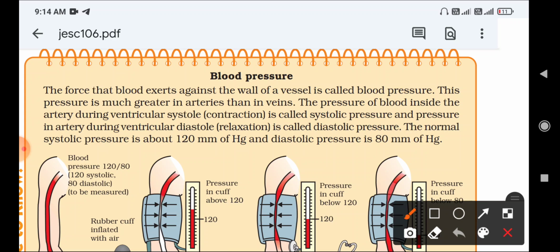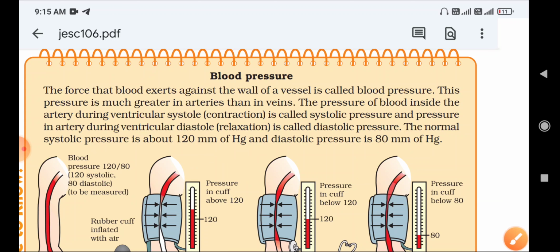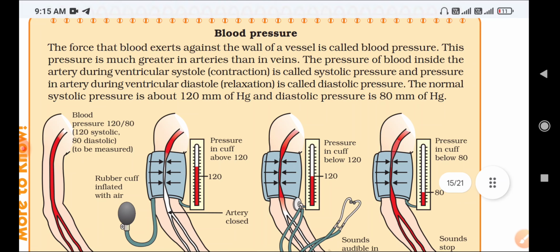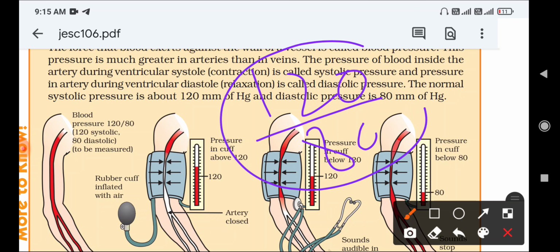Next, the normal blood pressure of the human body is 120 by 80. Normal 120 by 80 is the normal blood pressure of humans. Remember that the normal systolic pressure is about 120 mm Hg, Hg meaning mercury, and the diastolic pressure is 80 mm Hg. What is the normal blood pressure of the human body? We can write: 120 by 80. This is called the normal blood pressure.